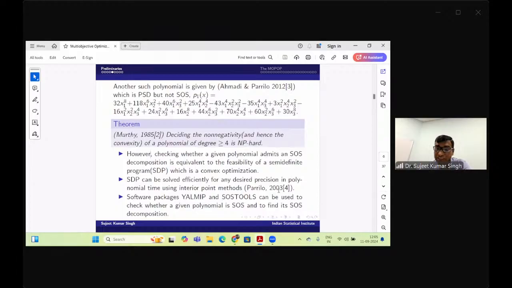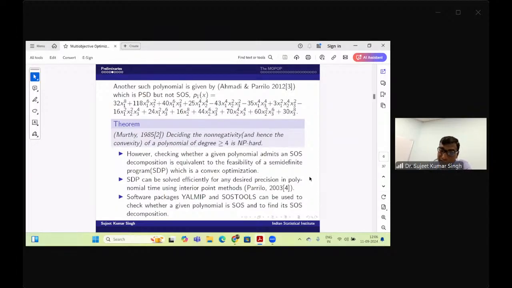LMIP and SOSTOOLS are tools implemented in MATLAB to solve polynomial optimization problems. SOSTOOLS converts a polynomial into a sum of squares representation, and LMIP solves the converted semi-definite programming problem. So a polynomial optimization problem can be solved efficiently once we are able to express it as a sum of squares optimization problem. Later we'll see that any polynomial optimization can be expressed as a sum of squares optimization problem.